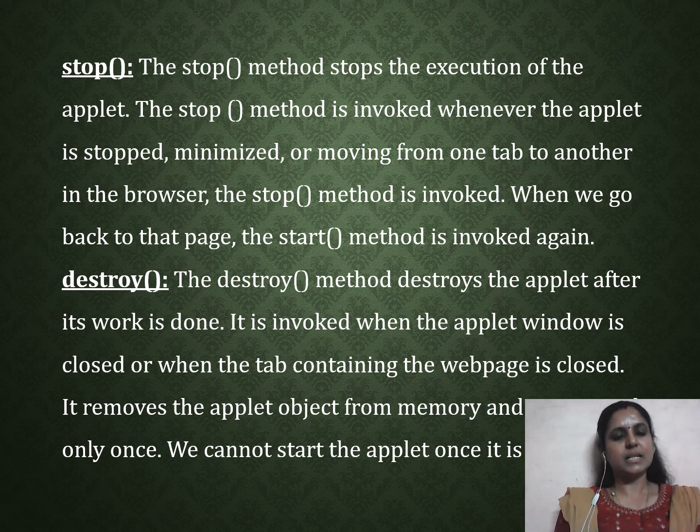The next method is destroy(). The destroy() method destroys the applet after its work is done. It is invoked when the applet window is closed or when the tab containing the web page is closed. It removes the applet object from memory and is executed only once. We cannot start the applet once it is destroyed.